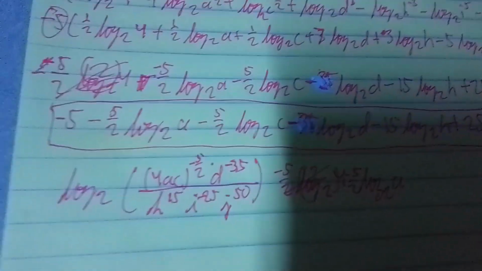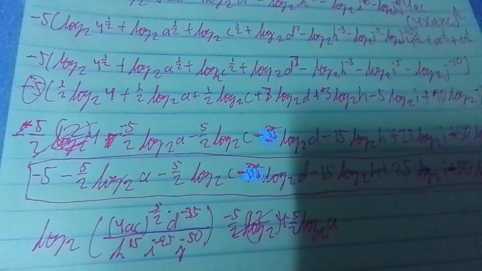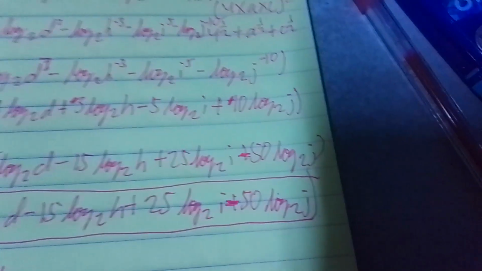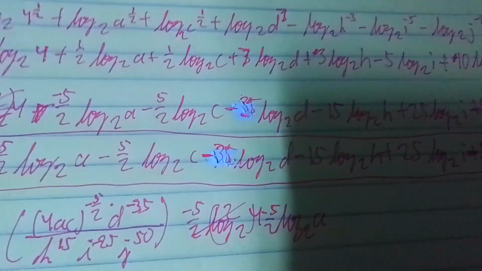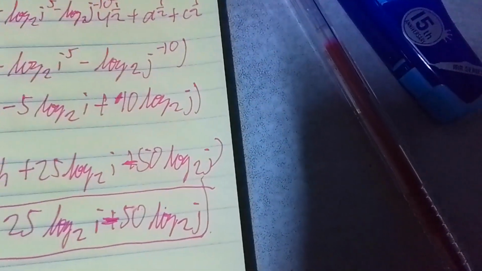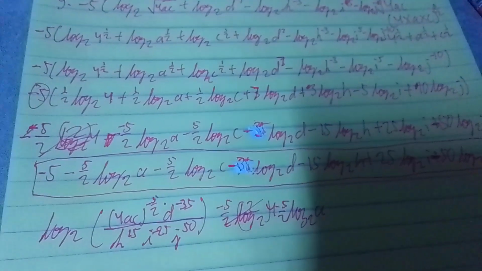Minus 35. That's 35, so it's 35 pala, sorry. Always remember to double check. Because you're multiplying that by 5, so that was supposed to be 35. Minus 35 times log base 2 of D. Minus, because there's a negative.